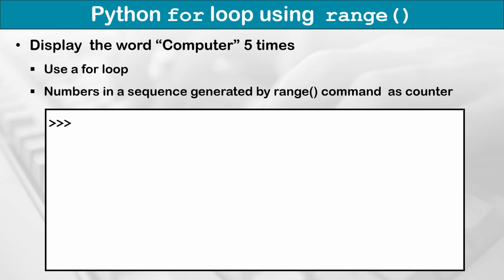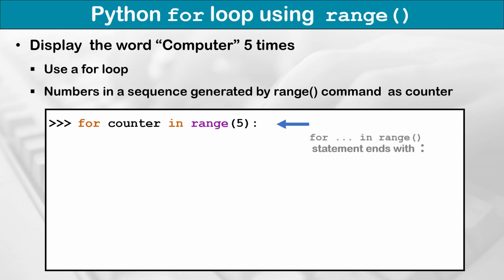Let us see another example. We are going to display the word computer 5 times using a for loop. Numbers in a sequence generated by range command will be used as a counter. Type for counter in range 5.